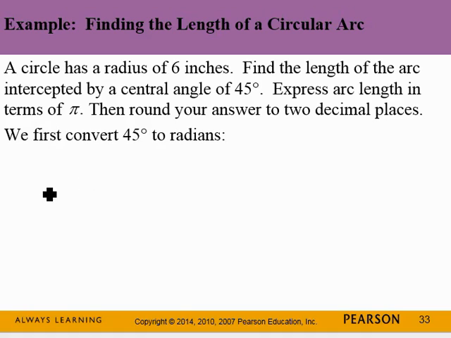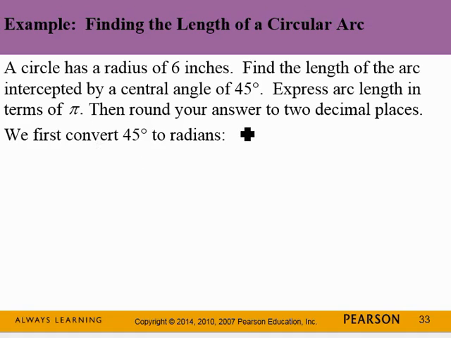So a circle has a radius of 6 inches. Find the length of the arc intercepted by a central angle of 45 degrees. So we want to express the arc length in terms of pi and then round our answer to 2 decimal places. So first thing you want to do is convert 45 degrees into radians.